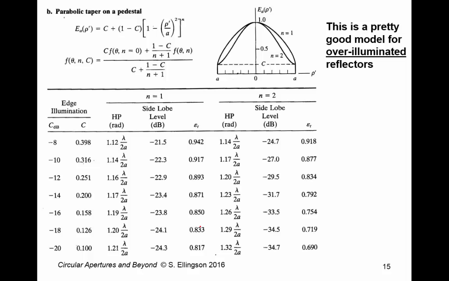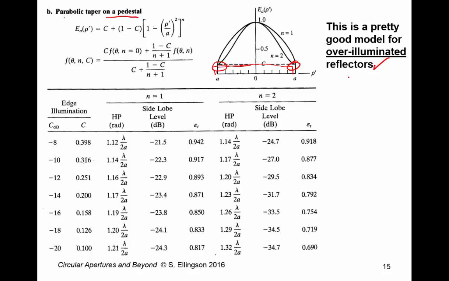Same idea, but now for a slightly different kind of taper. In this version of the taper, you don't go to 0 at the edges of the aperture. You go to some non-zero value. So the author calls this parabolic taper on a pedestal, the pedestal being this thing. But what in fact it is, is a pretty good model for over-illuminated reflectors.